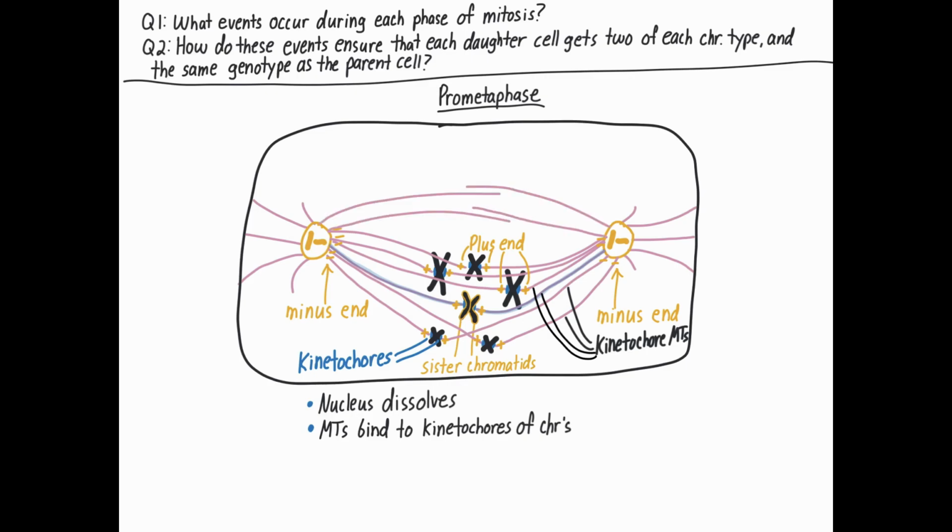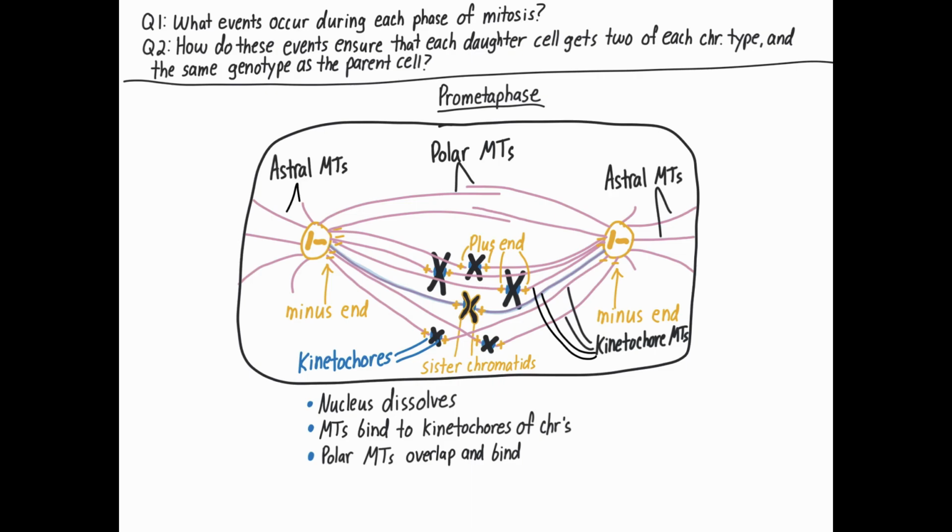Other microtubules do not attach to a kinetochore, but instead bind and overlap with a microtubule from the opposite side of the cell. These are called polar microtubules. A third type are the astral microtubules, which connect the centrosome to the cell membrane at each end of the cell.